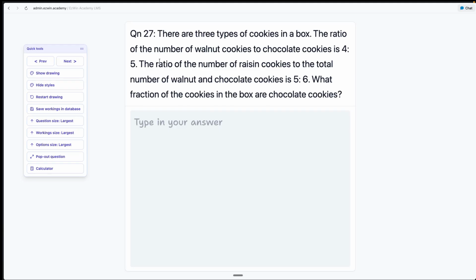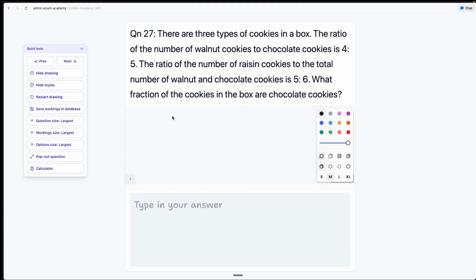All right, next question, question 27. There are three types of cookies in a box. The ratio of the number of walnut cookies to chocolate cookies is 4 is to 5. The ratio of the number of raisin cookies to the total number of walnut and chocolate cookies is 5 is to 6. What is the fraction of cookies in the box that are chocolate? All right, so let's slowly break it down. So I'm just going to show the drawing.